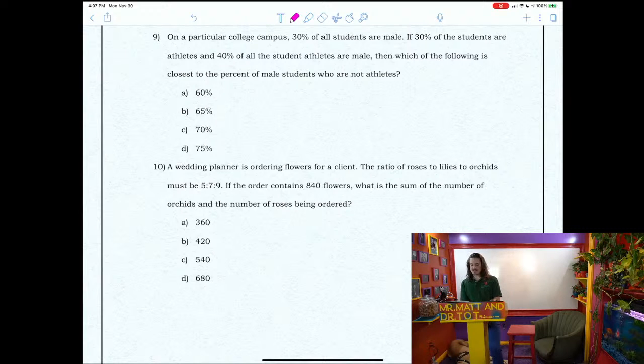And number 10 asks, a wedding planner is ordering flowers for a client. The ratio of roses to lilies to orchids must be 5 to 7 to 9. If the order contains 840 flowers, what is the sum of the number of orchids and the number of roses being ordered? I'll give you 6 minutes, and after 2 minutes, I'll start to solve.